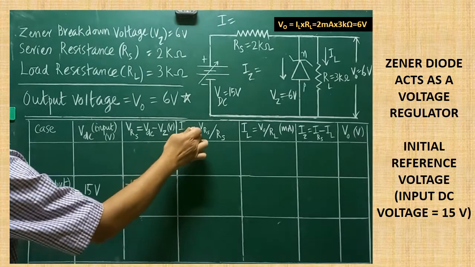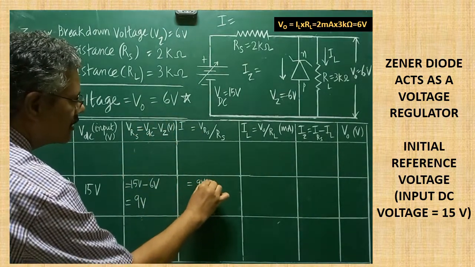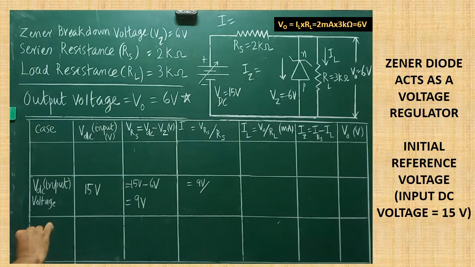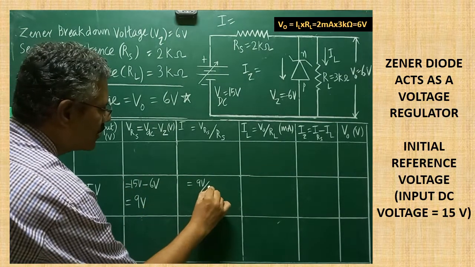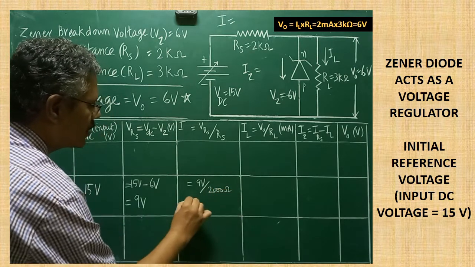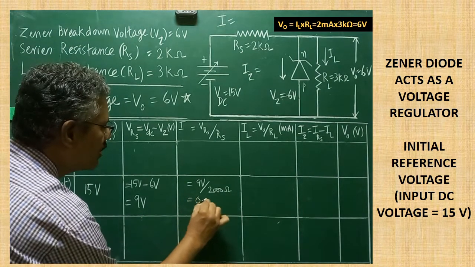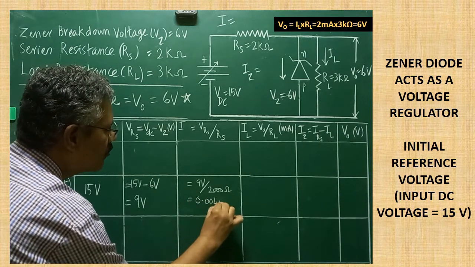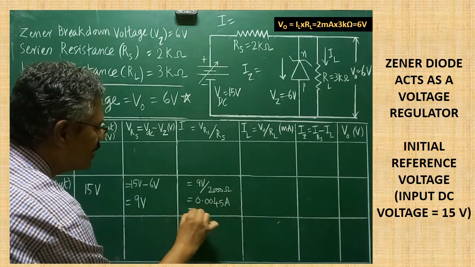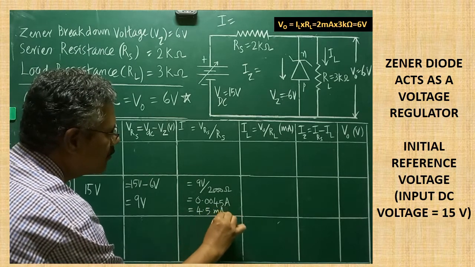So what is the value of VRS? VRS is equal to 9 volt divided by RS, whose value is 2 kilo ohm. 2 kilo ohm can be written as 2000 ohm. 9 volt divided by 2000 ohm is equal to 0.0045 ampere. That can be simply written as 4.5 milliampere.